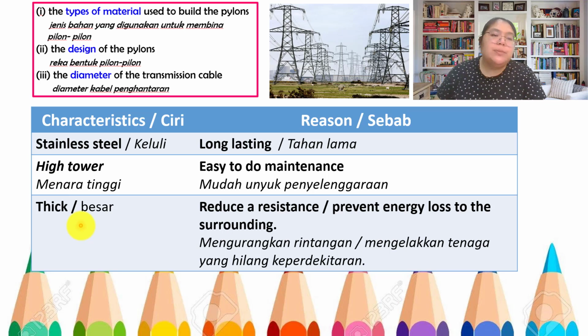Okay, the second one should be the wire, the cable. The cable has a thicker diameter. A thicker diameter means the resistance becomes low. Reducing the resistance, you can say, prevents energy loss to the surrounding. Okay, then we go to number 4.